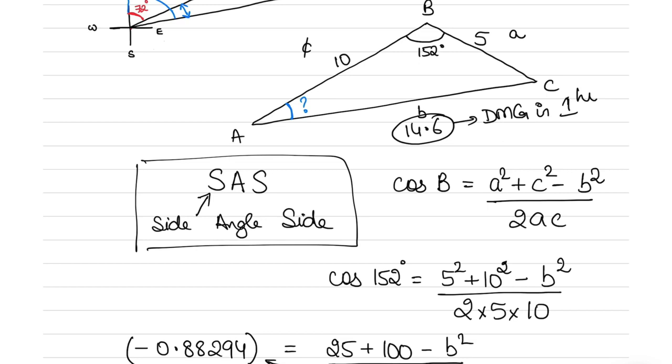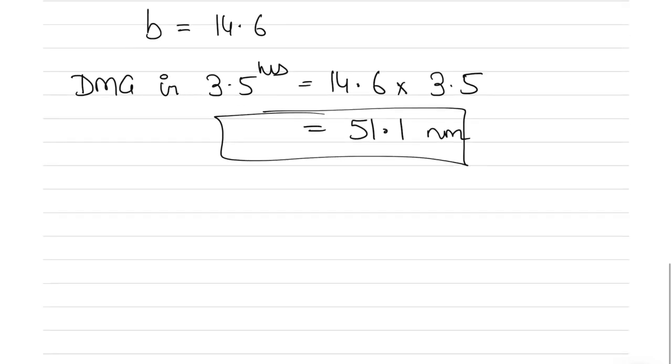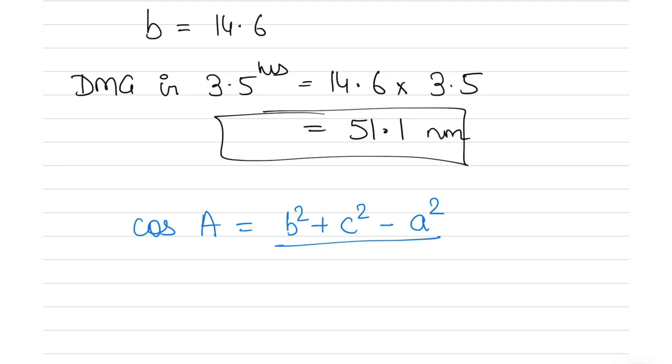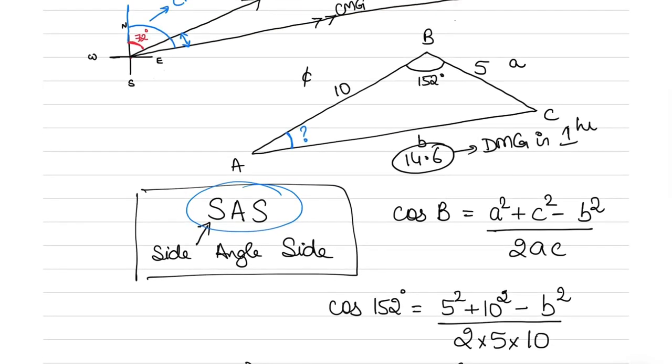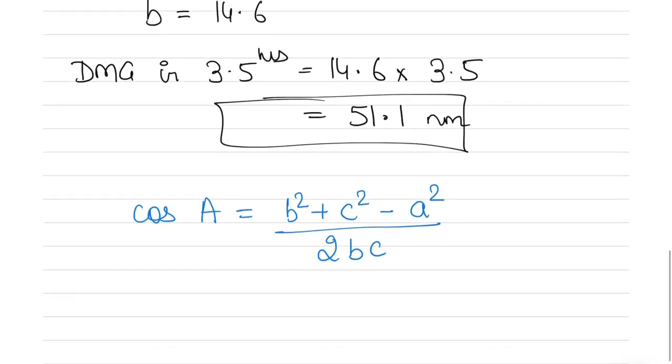So how do I find out angle A? Again, use the side angle side principle. Now you know side C as well as side B and side A. So if you know three sides, you can find out the rest. So this will be cos of A. Let's put it in the formula. Cos A equals the sides next to A, which are B square plus C square, minus the square of the side opposite to A, divided by 2BC.